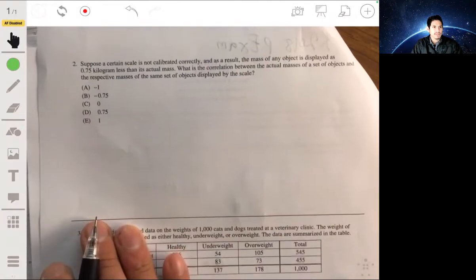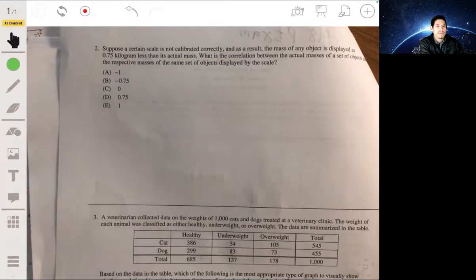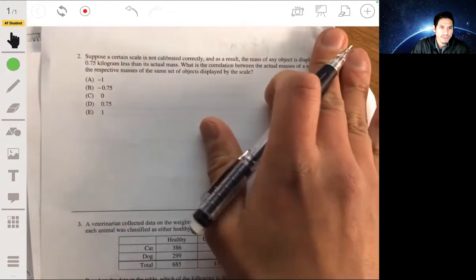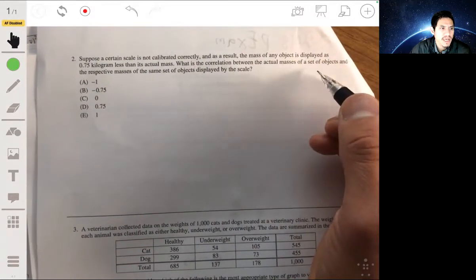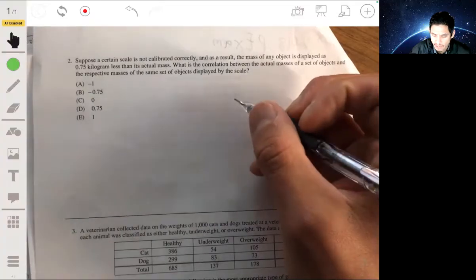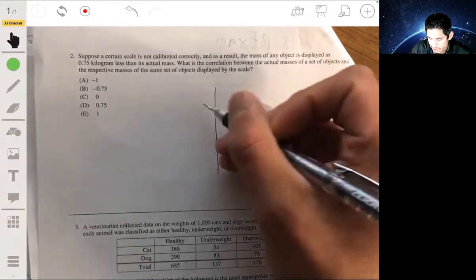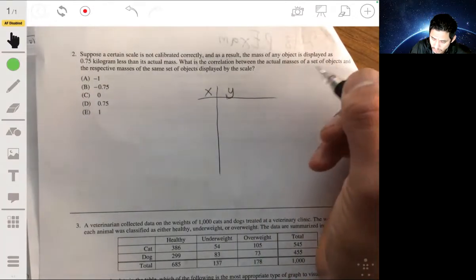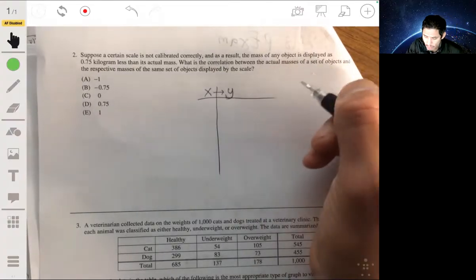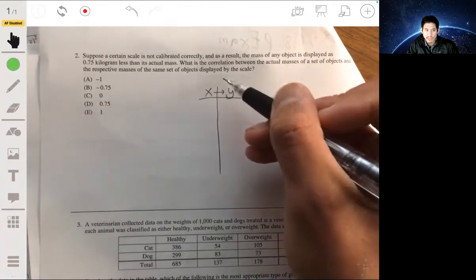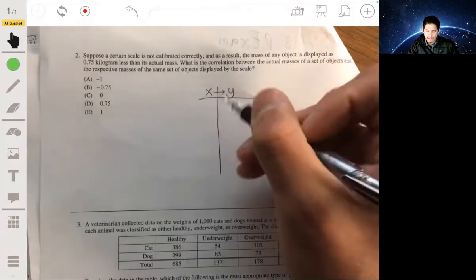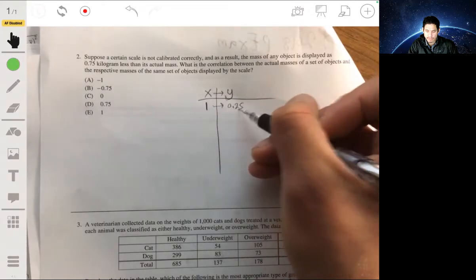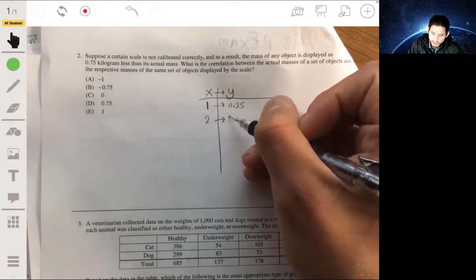Number 2, suppose a certain scale is not calibrated correctly. As a result, the mass of any object is displayed as 0.75 kilogram less than its actual mass. What is the correlation between the actual mass of a set of objects and the respective masses of the same objects displayed by the scale? Okay, so let's just do a hypothetical. Let's say X's are the actual mass and Y's are the displayed masses. So if something was 1 kilogram, that would be represented as 0.25 kilograms. If it was 2, it would be 1.25.